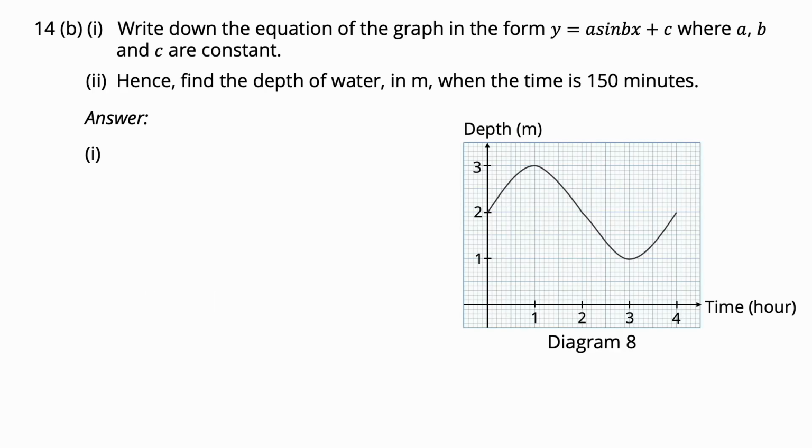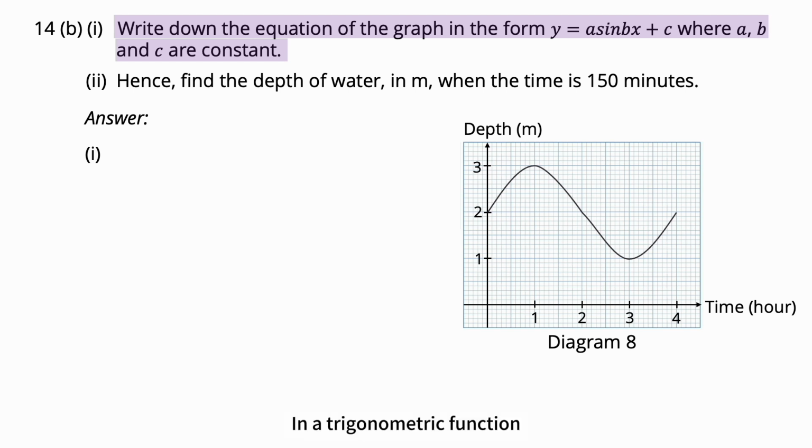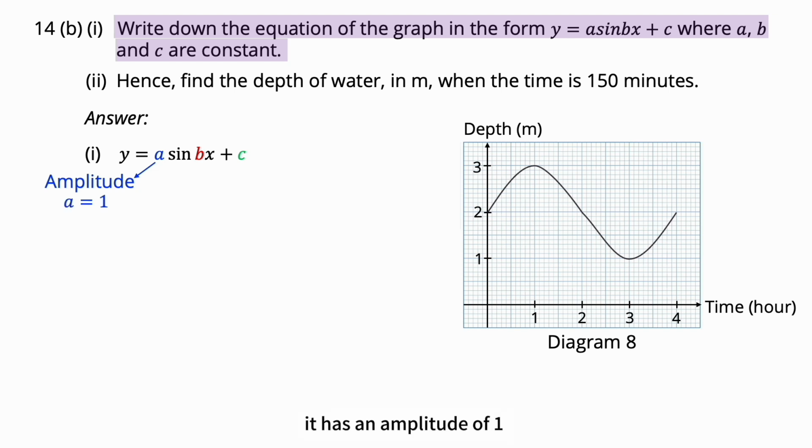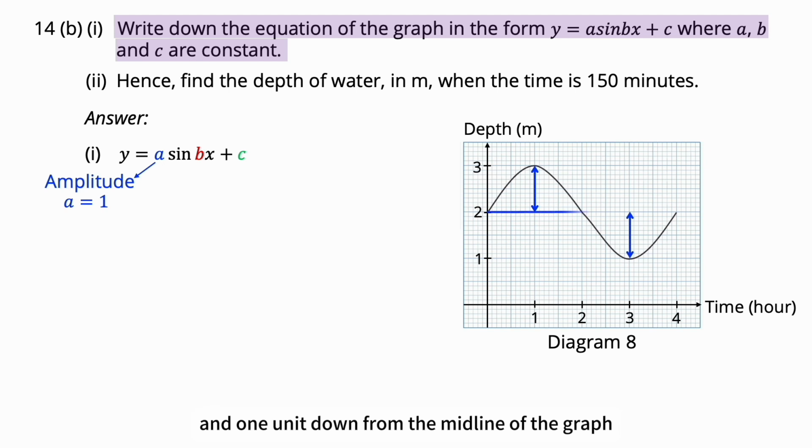B. 1. Write down the equation of the graph, in the form y equals a sine bx plus c, where a, b and c are constants. In a trigonometric function, y equals a sine bx plus c, a is the amplitude. Amplitude is the maximum distance, measured from the center line, for a trigonometric function. For this sine function, it has an amplitude of 1, because the graph goes 1 unit up and 1 unit down from the midline of the graph.